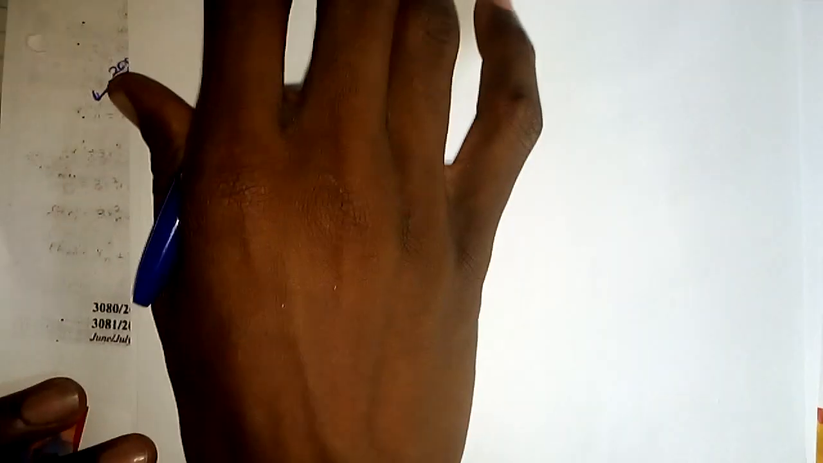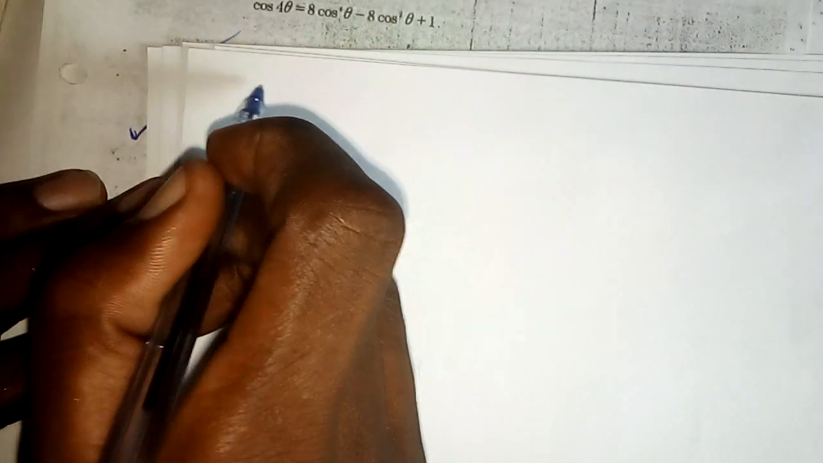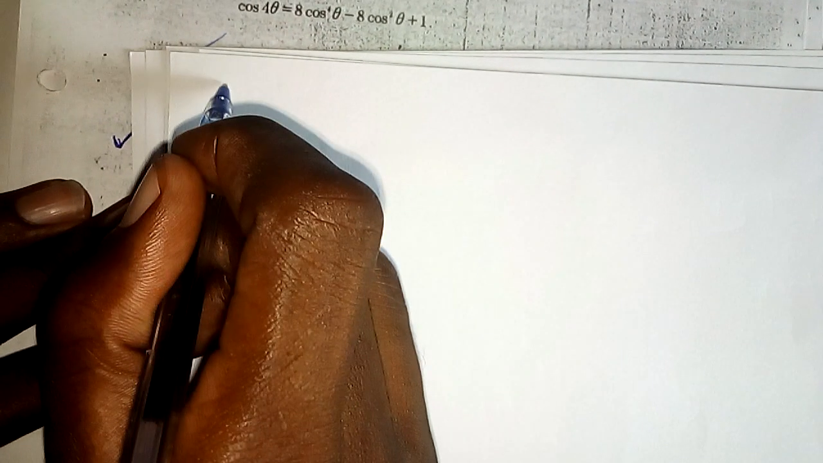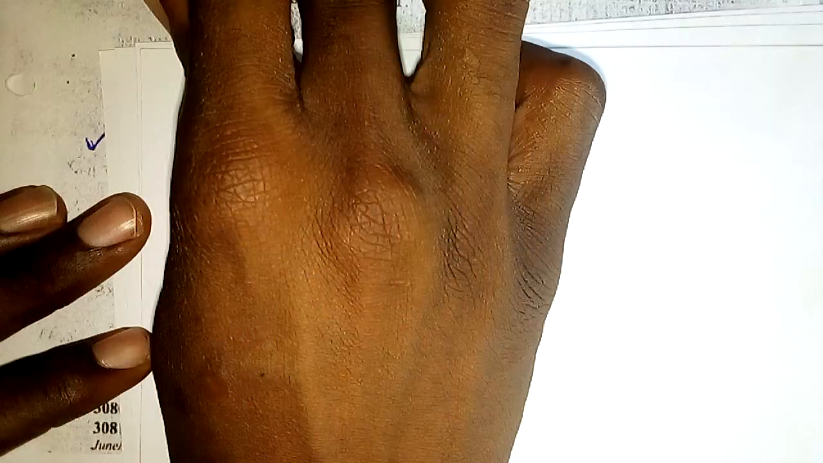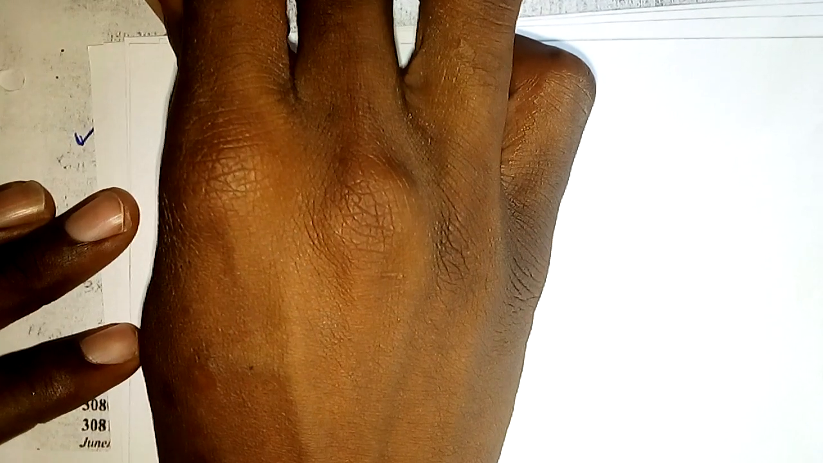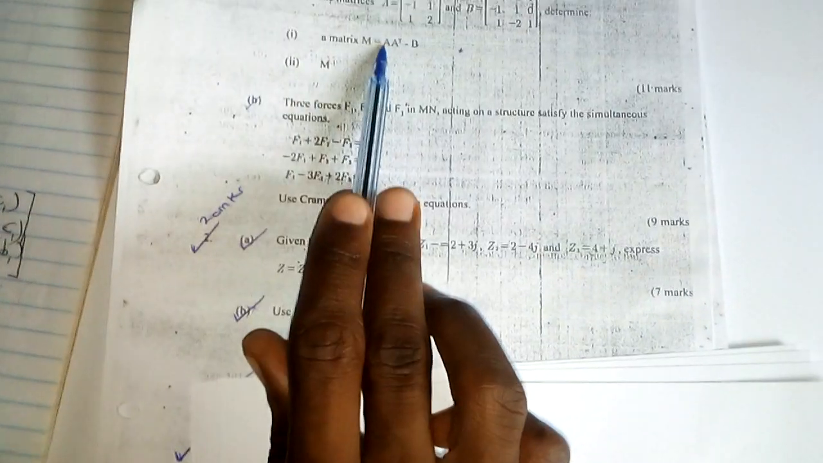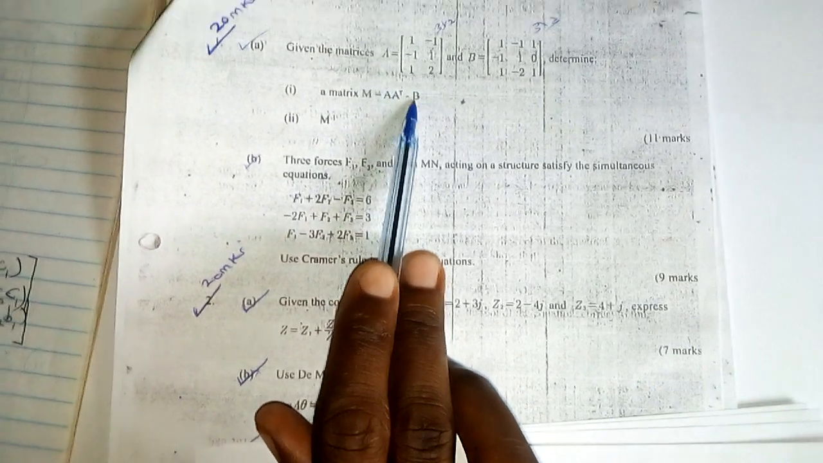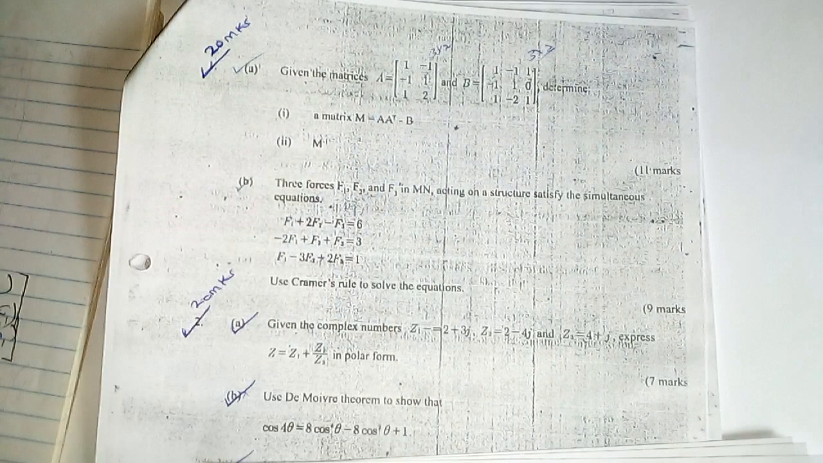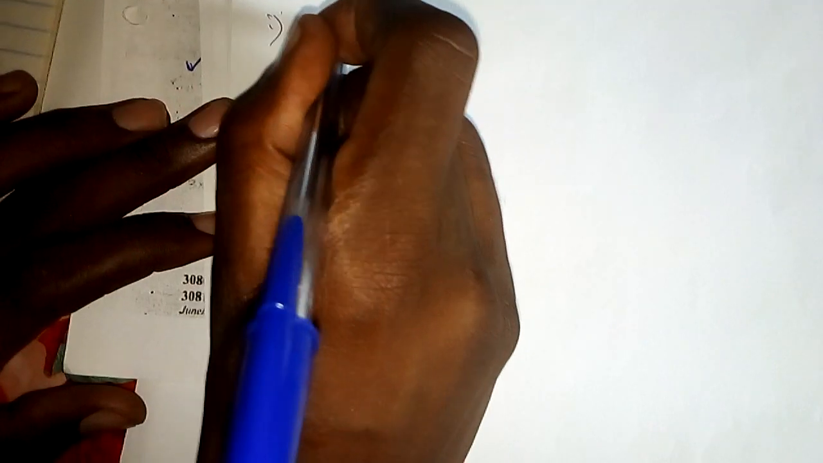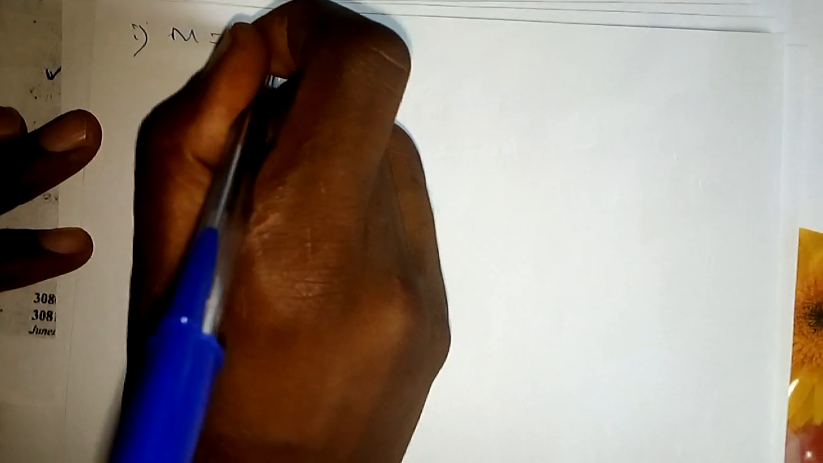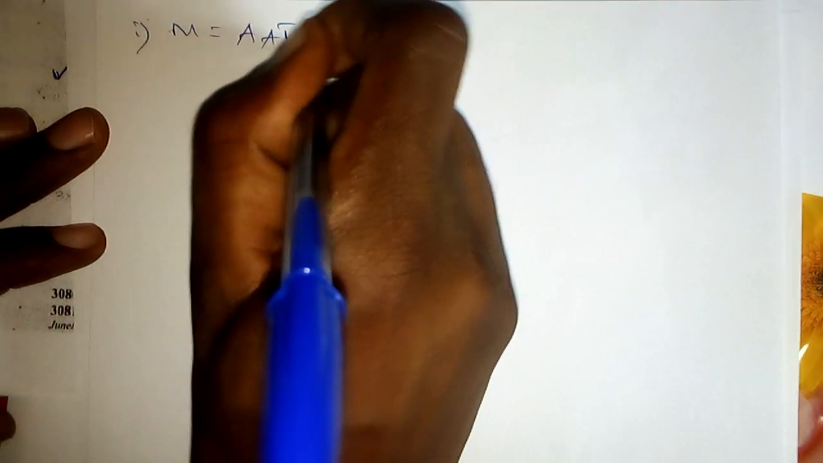Now, solution. Under solution, let us solve. Given the matrices, you are required to find matrix M, which is equal to A transpose minus B. Roman 1, M is equal to A transpose minus B.